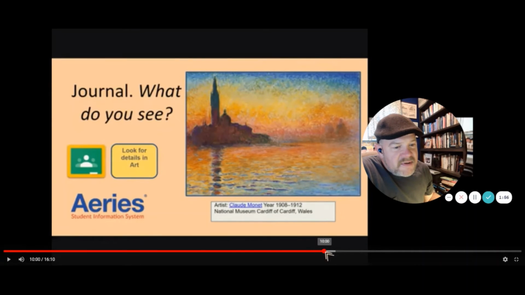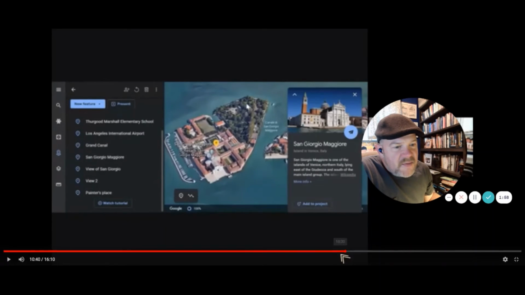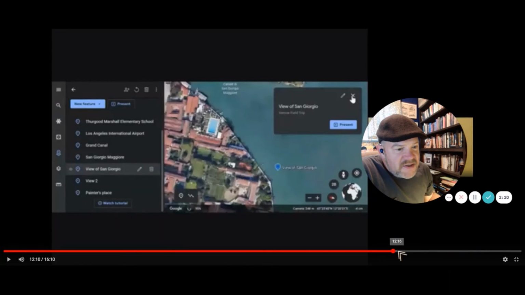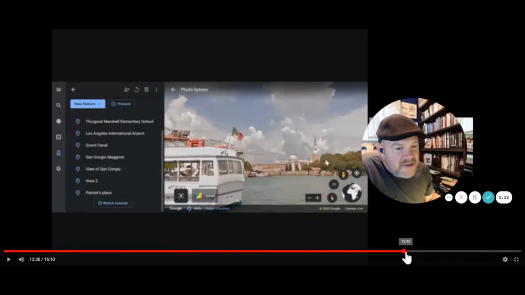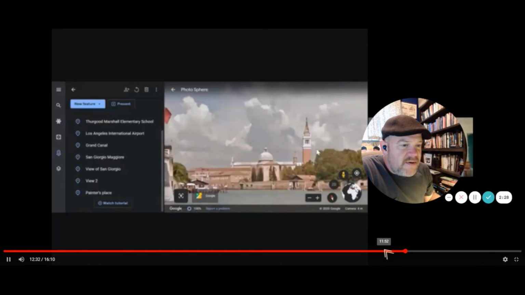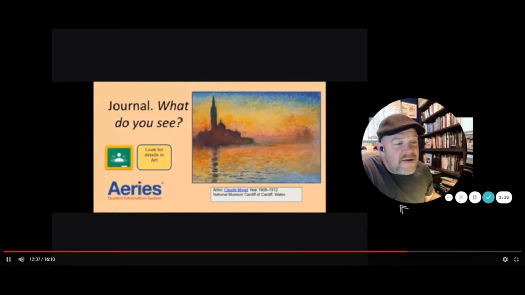Then I brought to them the next steps. I went ahead and showed them this San Giorgio Maggiore. It used to be a monastery, and at first, the students didn't catch that this is the same structure that was in Claude Monet's painting. But as we went through, they gradually started to see. It looks like the place where the artist was painting, kind of. There you go. Do you see?